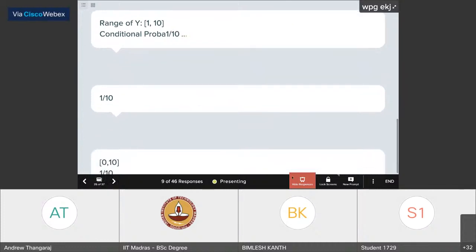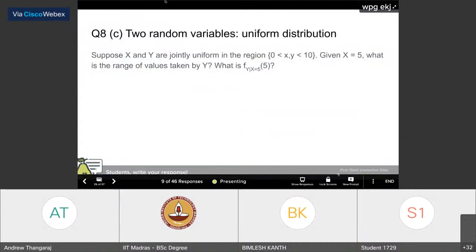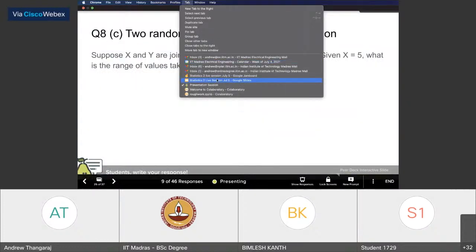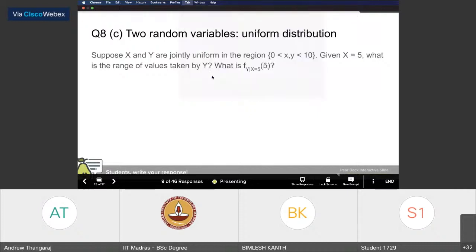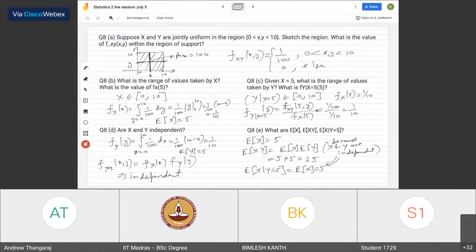Some people have got 1 by 10. That's good to see. Let me quickly show you the solution that I have here. You can see how the argument goes. It's a bit delicate, but you have to follow it very carefully. First of all, given x is equal to 5, the entire range is possible here. Y takes values from 0 to 10. And you also know that fx of 5, the PDF evaluated at 5 for x alone, is 1 by 10. These two are good to know.